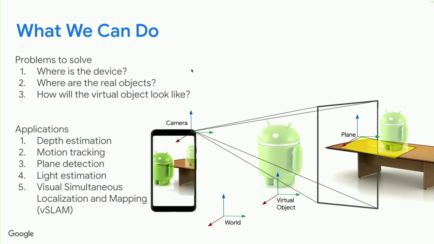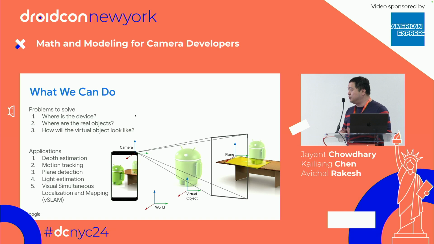The basic problem we want to solve is: where's my camera device or your mobile device? And where are the real objects in the 3D world relative to your camera device? And if you want to augment or put a virtual object into the 3D world, how does it look? These three problems can be solved based on the camera parameters and the sensor parameters. More advanced applications include depth estimation, motion tracking, and visual simultaneous localization and mapping, which is normally used in robotics and self-driving cars.